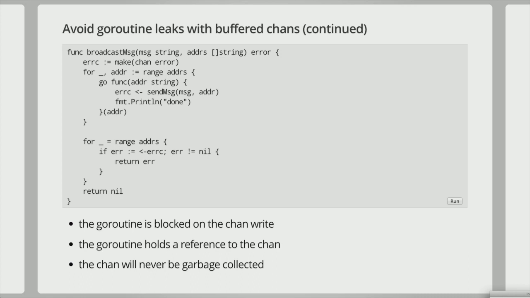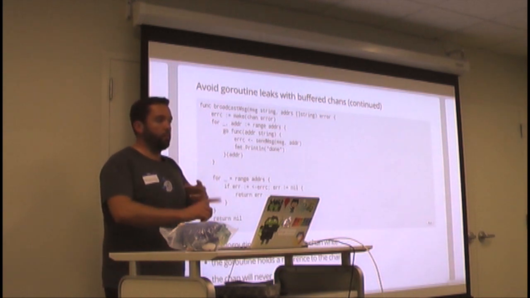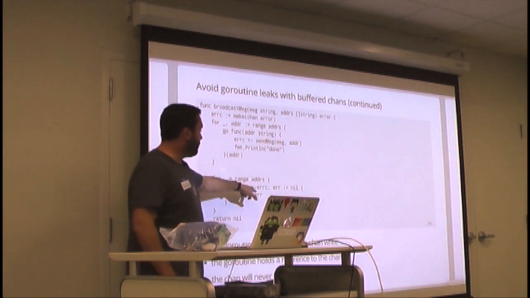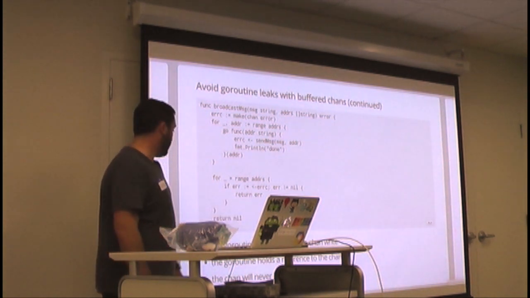What I'm going to do is create the channel of errors. I'm going to start all the sending at the same time, so I'm going to try to send the message to all the receivers at the same time. And then I'm going to iterate as many times as there are addresses. I don't care about the index or the values, so I put underscore. I just care about the number of iterations. And if something fails, I'm going to return that error. Otherwise, everything finished correctly.